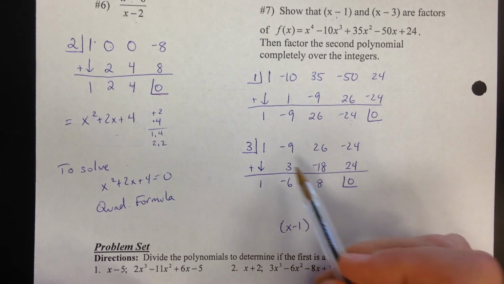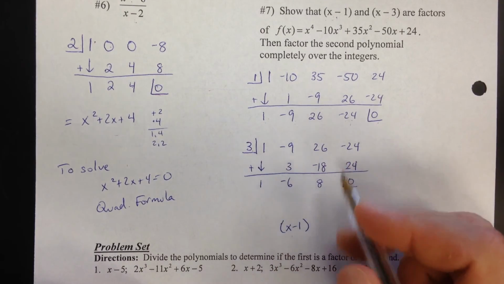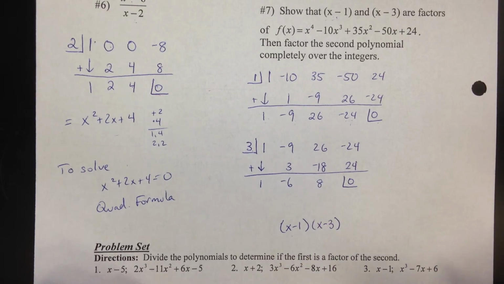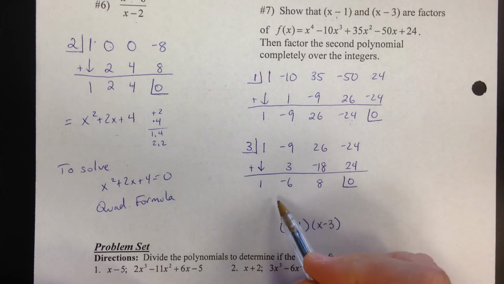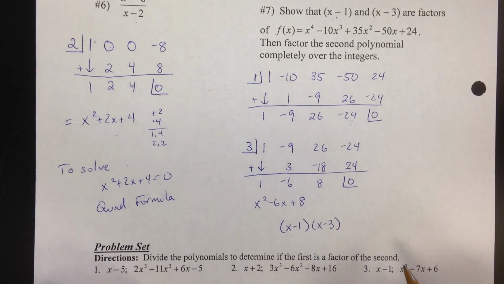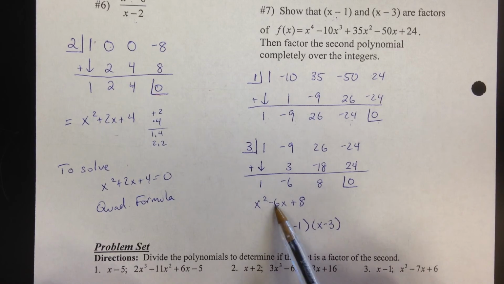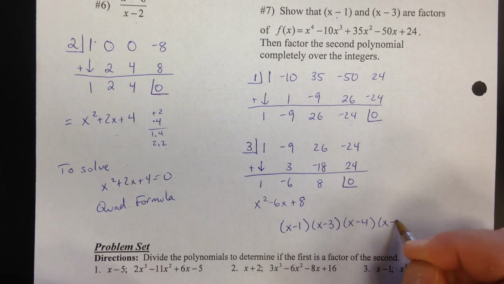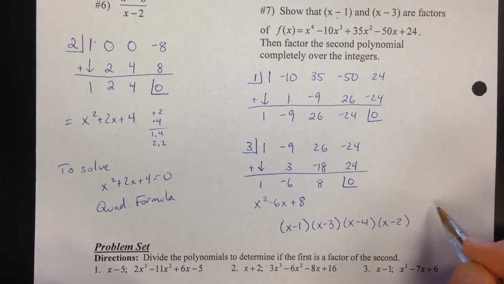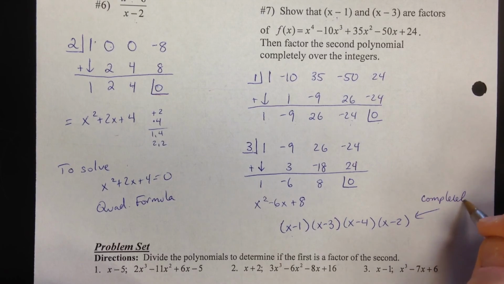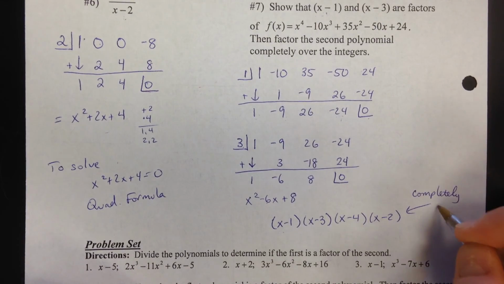So what that does, that verifies that 3 would be a solution, that x minus 3 would be a factor. Now, what's left, this is x squared minus 6x plus 8. The question is, does that factor? And actually it does. It would be x minus 4 times x minus 2. So this is what we call completely factored.